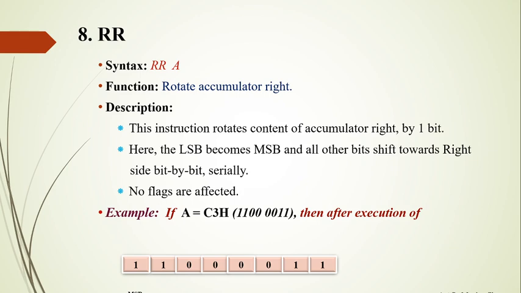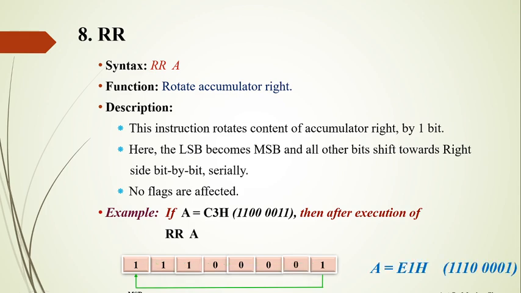So here the content of accumulator is equal to 11000011. Now after execution of the instruction RR A, this LSB goes to MSB and all other bits shift towards right. So here LSB goes to MSB and all other bits shift towards right and we get the content of accumulator equal to E1H, that is 11100001.